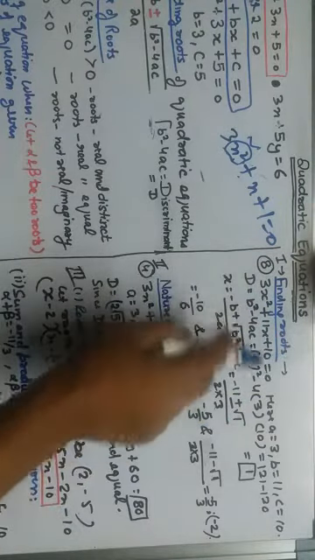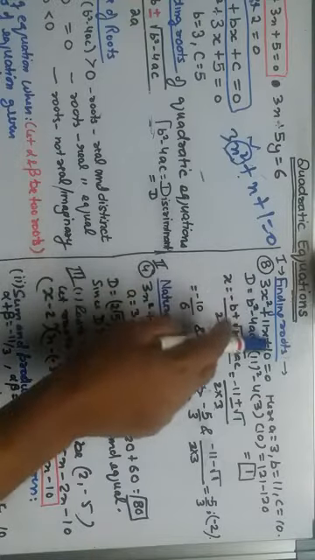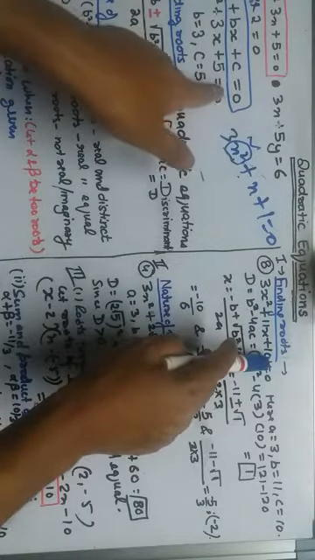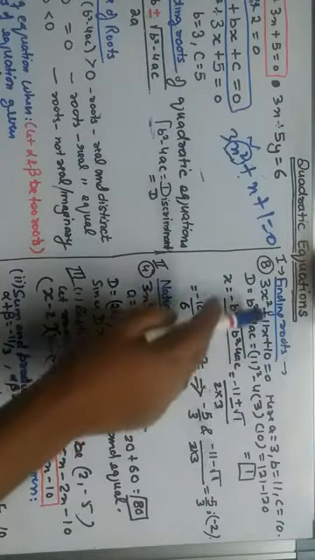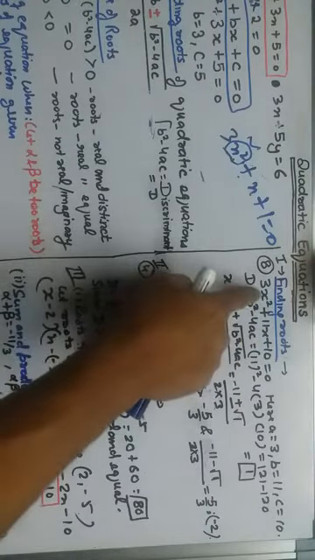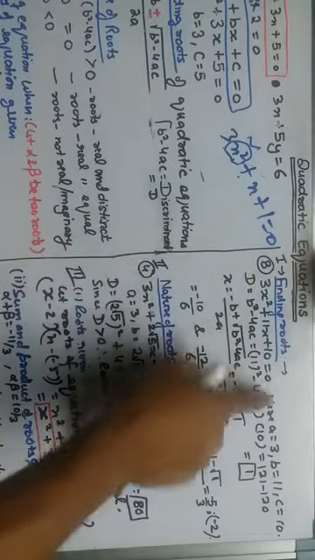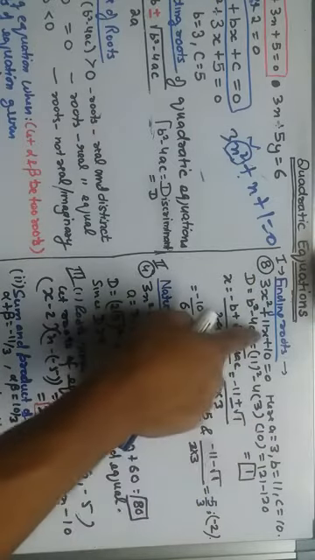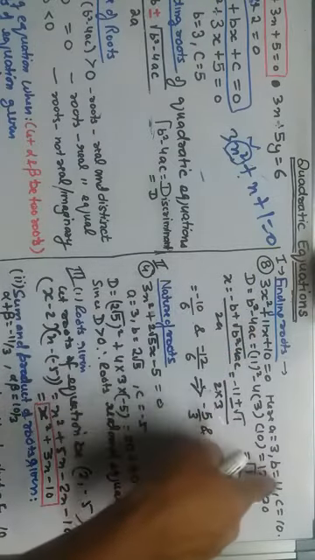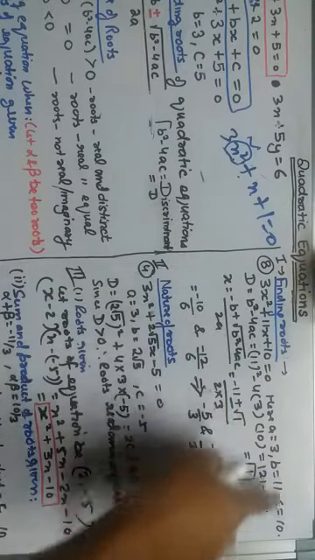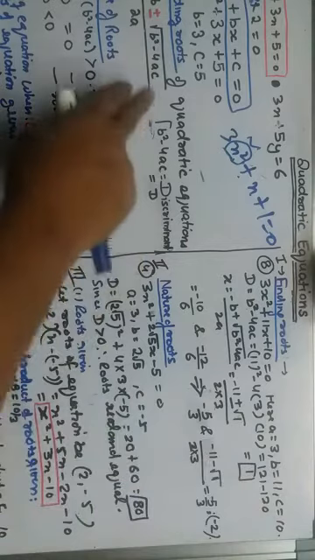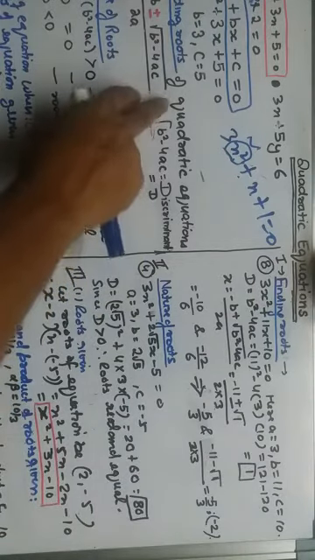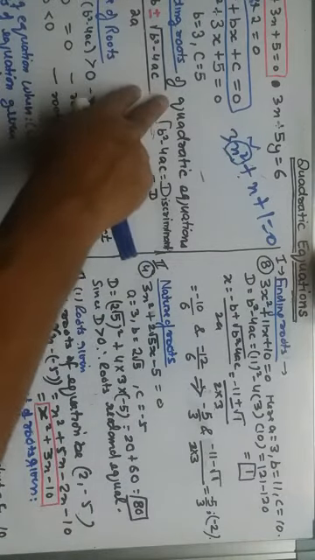Compare this equation with ax square plus bx plus c. So a is what? Whatever is the coefficient of x square is a. So a is 3. Whatever is the coefficient of x is b. Whatever is the third term is c. So we have got a, b and c. How to find the roots? We have discussed on the left side: finding the roots is minus b plus minus under root of b square minus 4ac upon 2a.